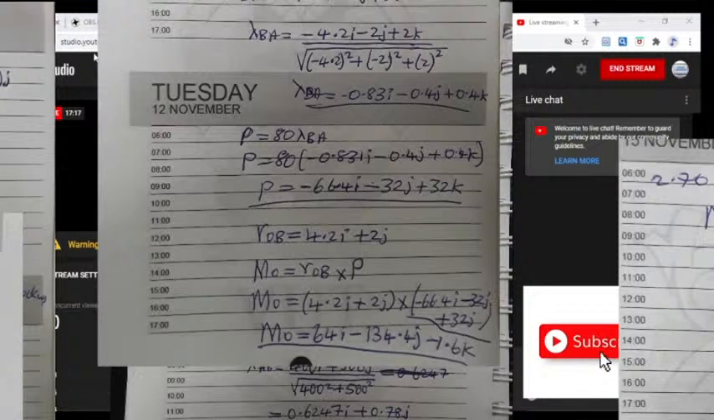Now I'm tired of talking. Just look at it, guys. That's how we work it out. Here there was no space, so don't be surprised. It's negative 66.4 i, negative 32 j plus 32 k. Yes, then that's our final answer.